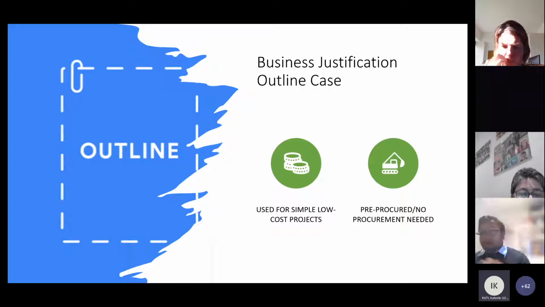Okay. So for very, very small business cases, there's something called a business justification outline case. It might be called something else in your organizations. It's used for simple low-cost projects where either you already have it in your trust and you're repurposing it for a different use, and you don't need any formal procurement processes. An example might be using a medication in one side of your trust and using it in a different area for a different purpose. It might need to increase the amount you buy in, but you don't actually need to go through a formal procurement process.